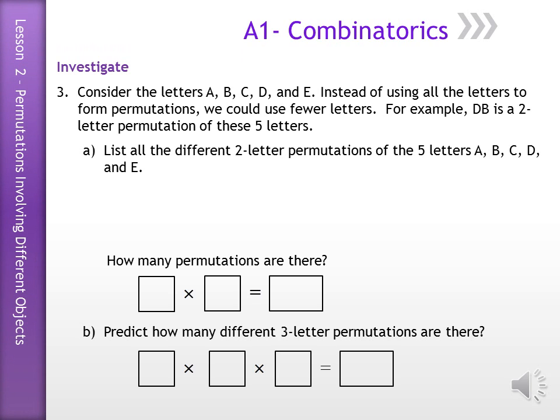For our next investigation, consider the letters A, B, C, D, and E. Instead of using all the letters to form the permutations, we can use fewer. For example, DB is a two-letter permutation of these 5 letters. We want to list all the different two-letter permutations of the 5 letters. AB, AC, AD, and so on.